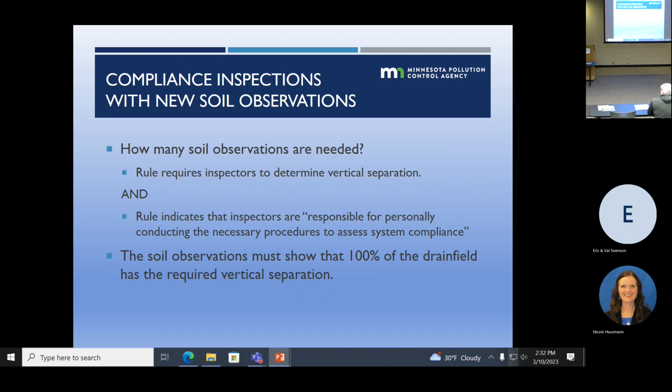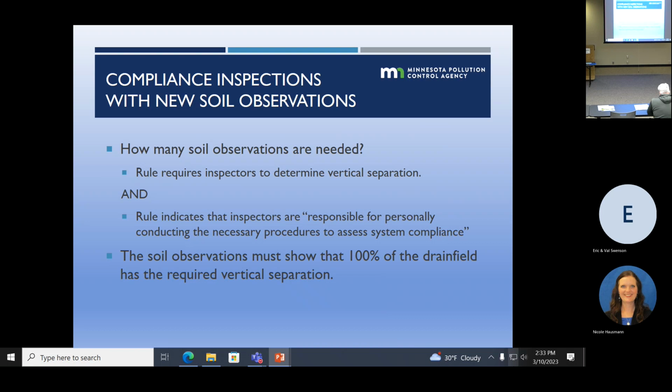Sometimes I've heard people say 1, I've heard people say 2, I've heard people say condescendingly 5, or millions, but as many as it takes. As many as it takes, that's the answer. So the rule doesn't say 1, it doesn't say 3, it doesn't say 7. What it does say is that the inspector has to determine, do we have the minimum required vertical separation? And it also says that you're responsible for conducting the necessary procedures to make that determination.